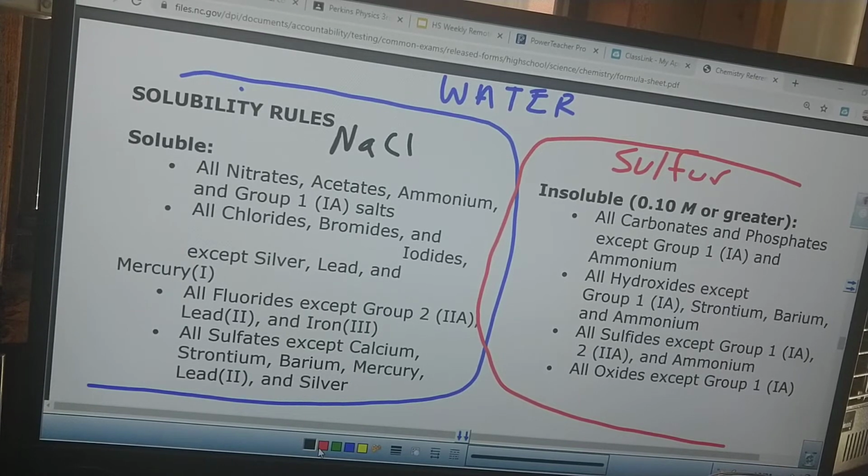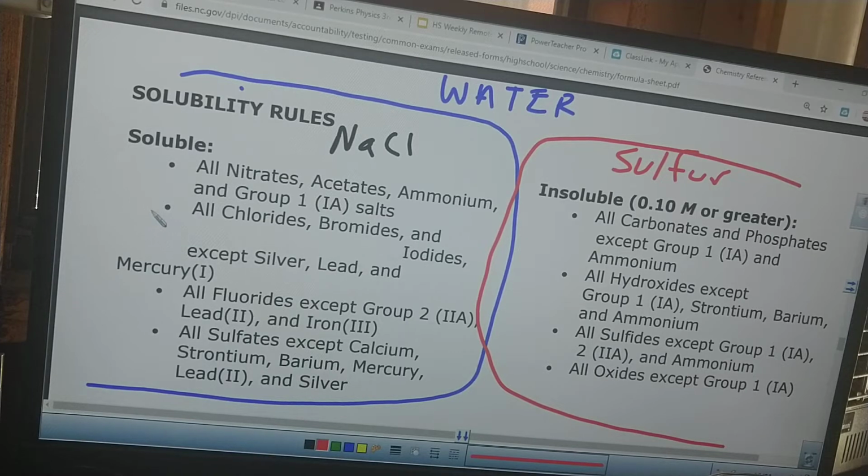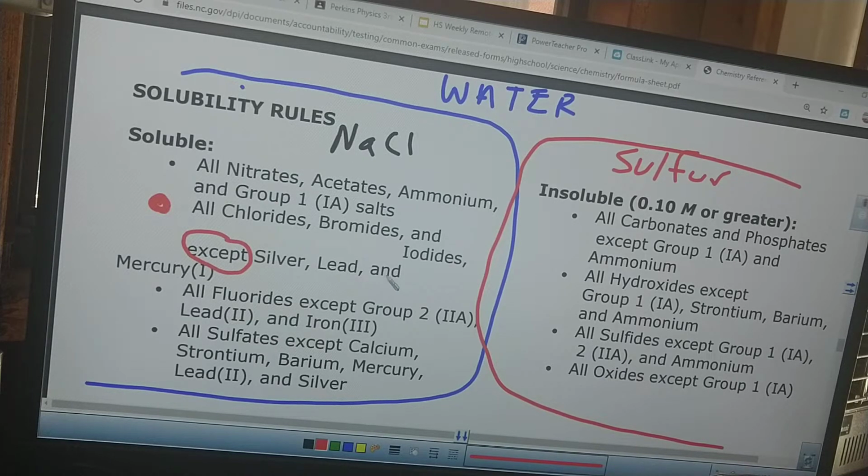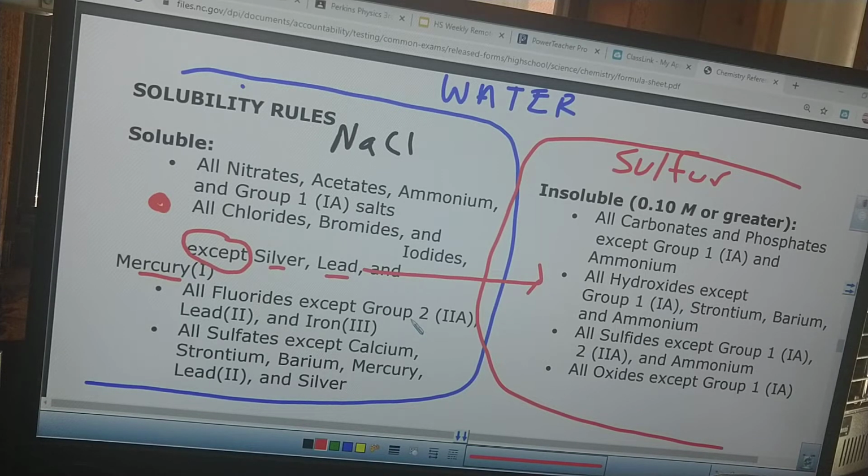But look closely and you'll see, let's look at our chlorides, the second bullet point right here. If you look at your chlorides, it says all chlorides are soluble. All bromides are soluble. All iodides are soluble. Except, see, there's our negative, silver, lead, and mercury. So if you had silver chloride, lead chloride, or mercury 1 chloride, they would not be soluble. They would actually fit over here in the insoluble part.